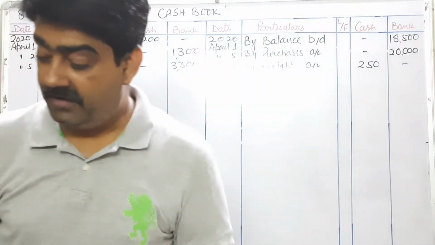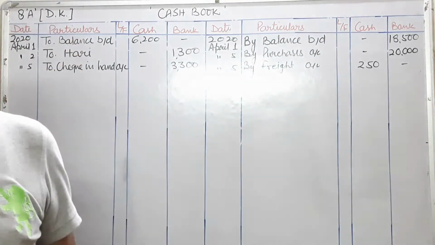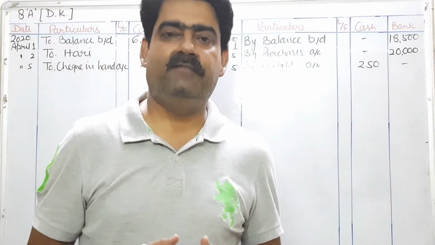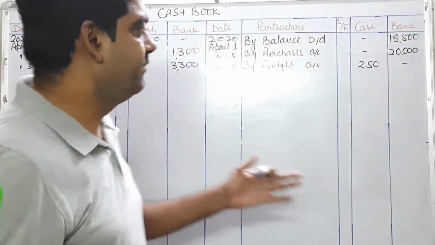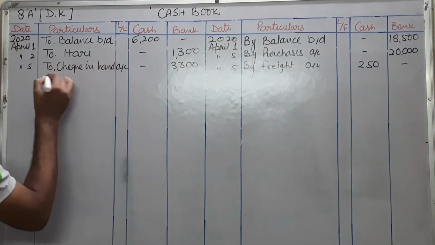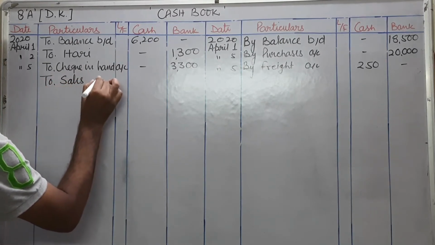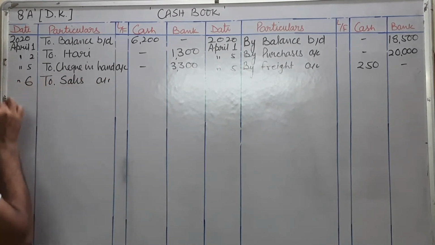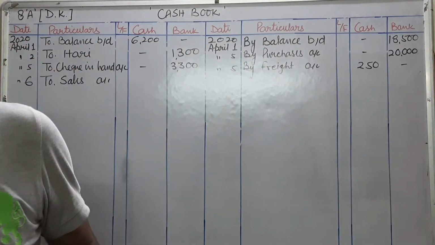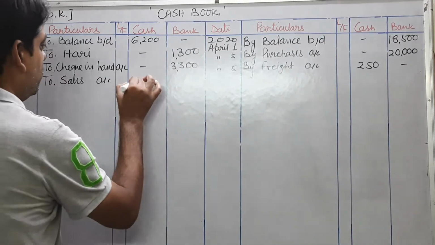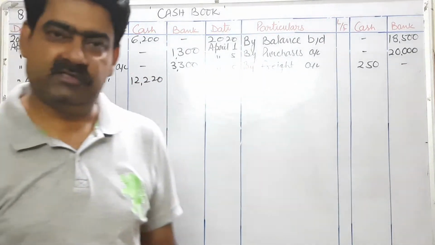Okay. Now see, next transaction on April 6, sold goods for cash. A very simple treatment will come, and as well as journal entry, cash account debit to sales, and treatment will come in debit side. Cash account debit to sales. So to sales account on April 6, amount will come in cash column, and amount is 12,220 rupees. Cash account debit to sales account.